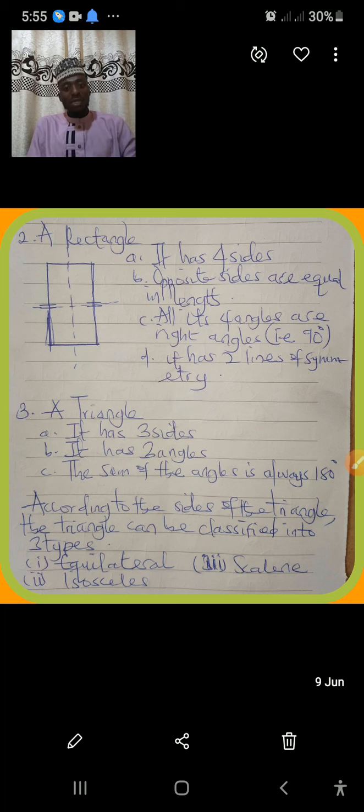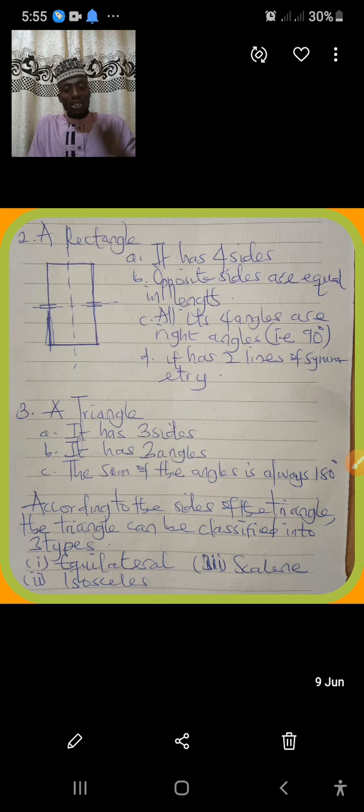The third one is triangle. Triangle itself, what do we use in describing triangle? We use sides and angles to describe triangle. So triangle has 3 sides. It also has 3 angles. So the sum of the angles is always 180 degrees. So let's go to the types.